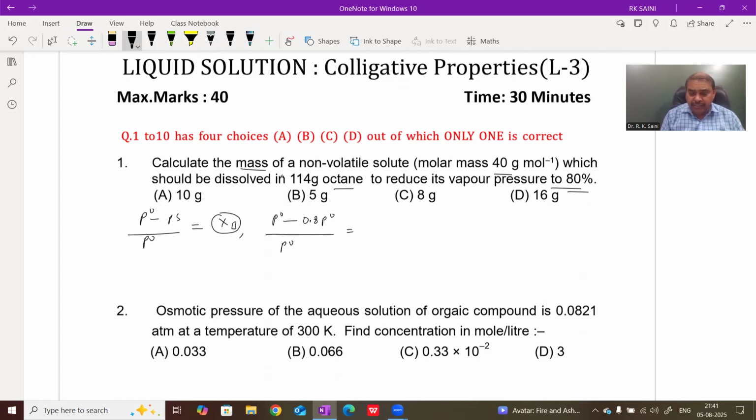And we know that mole fraction is the moles of solute, given mass upon molar mass, upon total moles. Total moles means moles of the solute plus moles of the solvent. Now the solvent is octane. Formula of octane is C8H18. Its molar mass is 114. It means the moles of octane, or solvent, is 1. Now I solve the problem.